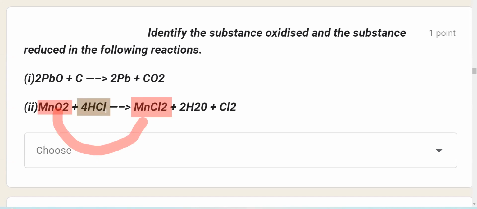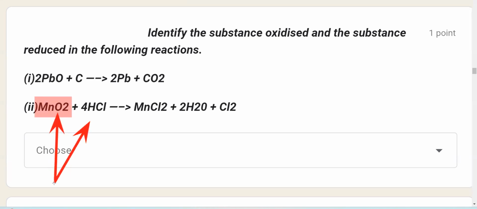Why is it getting oxidized? How do we figure that out? As you can see, chlorine is losing hydrogen, and loss of hydrogen is oxidation. As I said, if you can identify any one of them, the substance oxidized or the substance reduced, whichever you find easy, you can answer the remaining part of this question. As of now, I'm finding this part easy. This is getting reduced, so clearly this will be oxidized, and the one which gets oxidized is the reducing agent, and the one which gets reduced is the oxidizing agent.